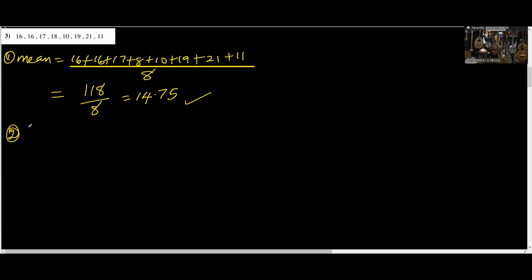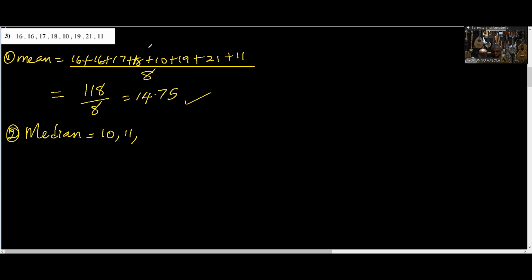Median. For the median, we have to rearrange from the smallest. What's smallest? 10, followed by 11. Then what's the next one? Okay, we have, no, this is 18, not 8. I wrote 8. Oh, I didn't add 18. Let me add again. I added 8 the way I'm looking at this. So now we have to check that again.